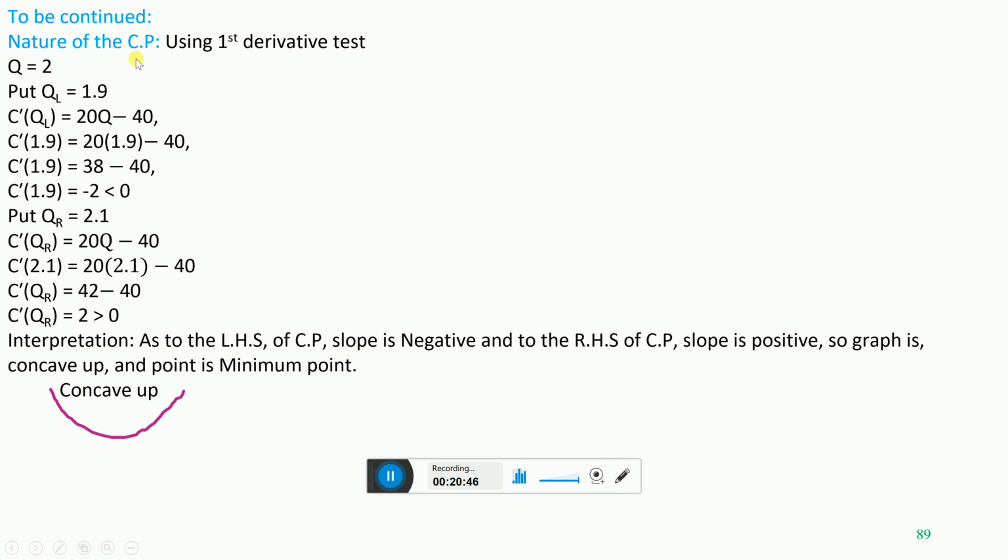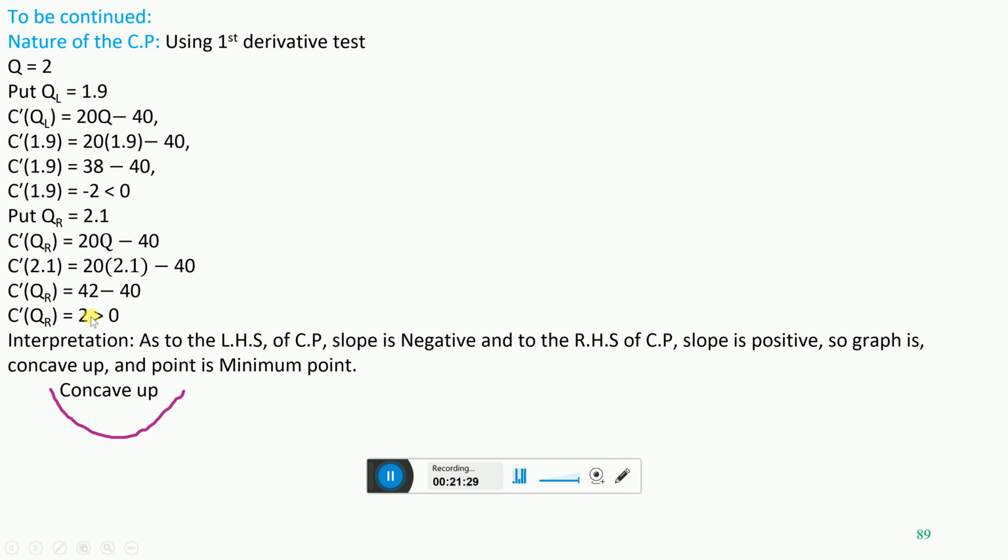Nature of the critical point using the first derivative test. At q = 2, we examine the nearest value to the left of 2 and to the right of 2. The nearest value to the left is 1.9. We check the first derivative of the cost function at 1.9: C′(1.9) is negative. Now to the right, the nearest value is 2.1. We replace q with 2.1 in the first derivative, and it is positive.